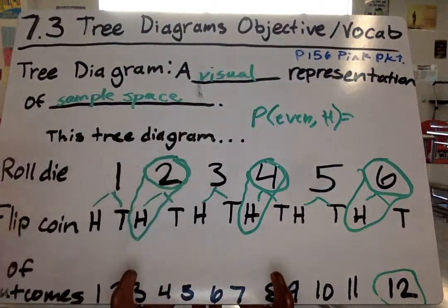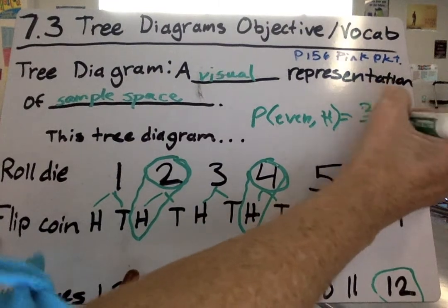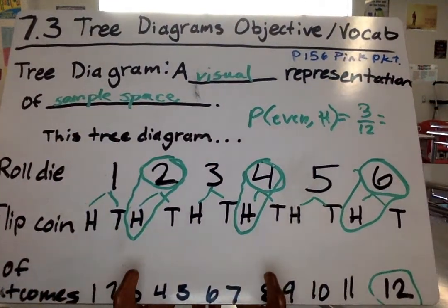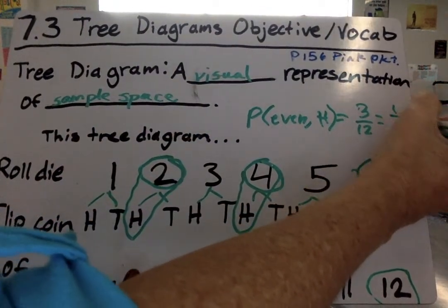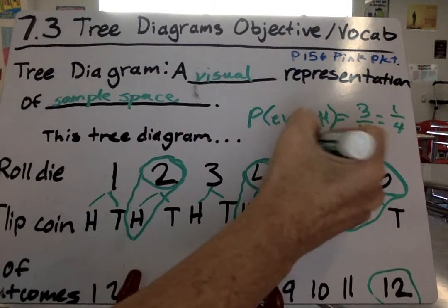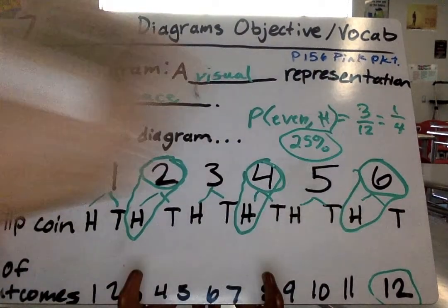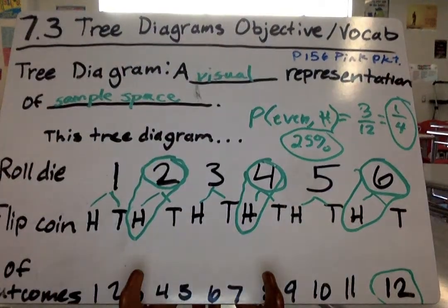equals, there were 3 of those out of how many? We know there were 12. So if we simplify that, we get 1/4. And this is one you should have memorized. 1/4 is 25%. Okay? So again, I want it in both fraction and percent form.